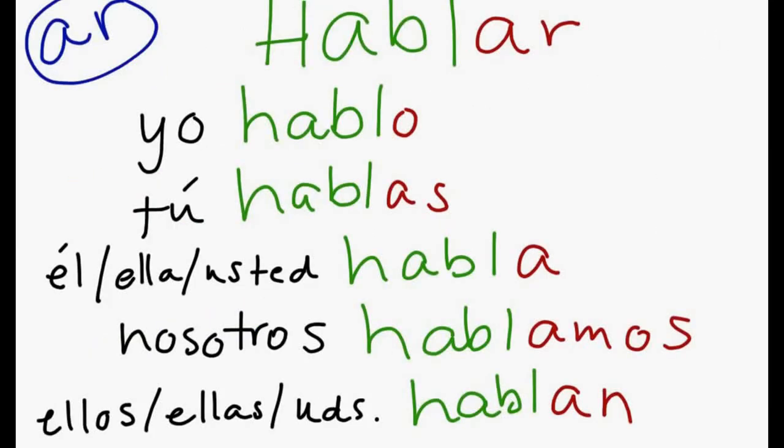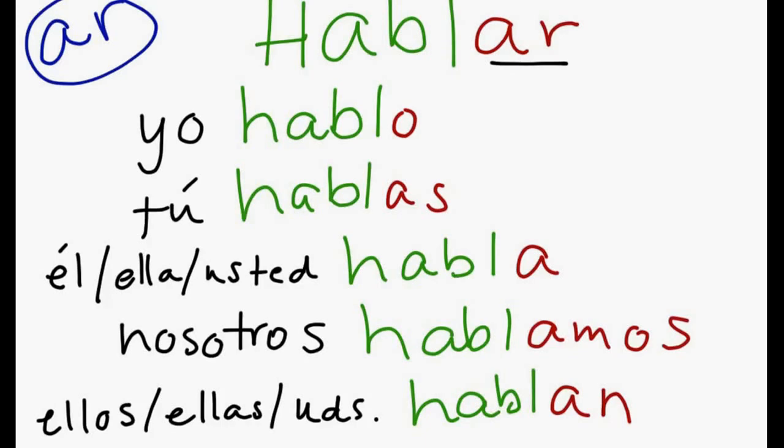So let's jump right in. The verb hablar, which means to speak in Spanish, there's a lot going on here, so let's break it down. Hablar is an example of an AR verb. So that means that I've color-coded it here. I took the AR and I put it in red, and the rest of it, what you see here in green, is what we call the root or the stem of the verb.